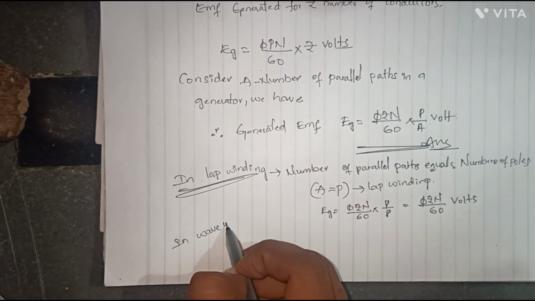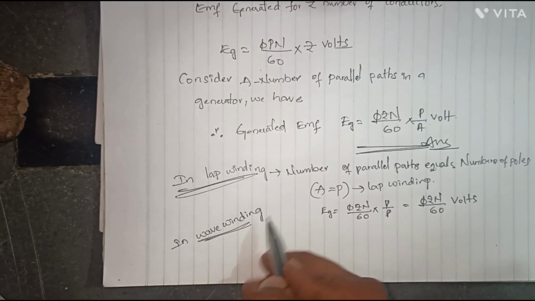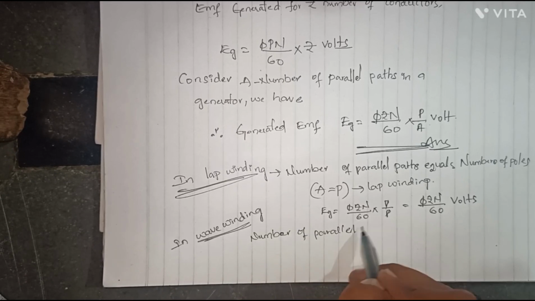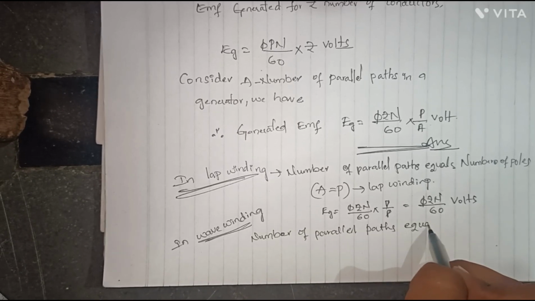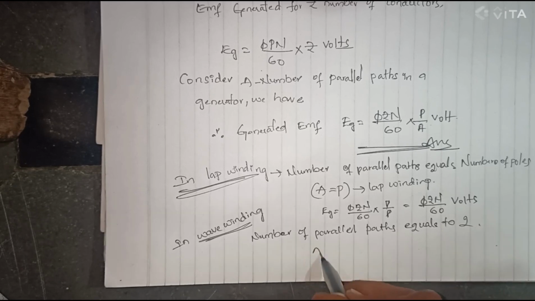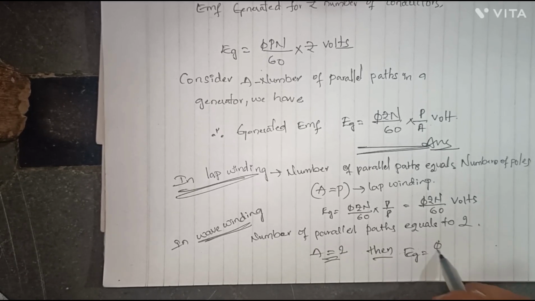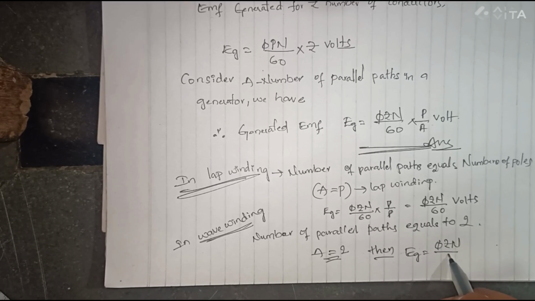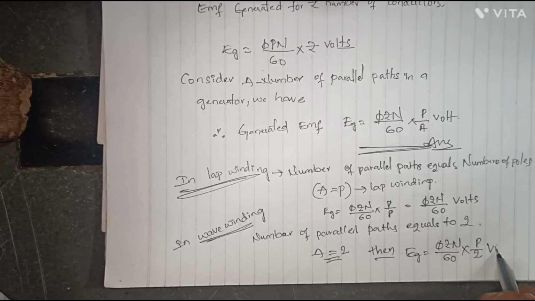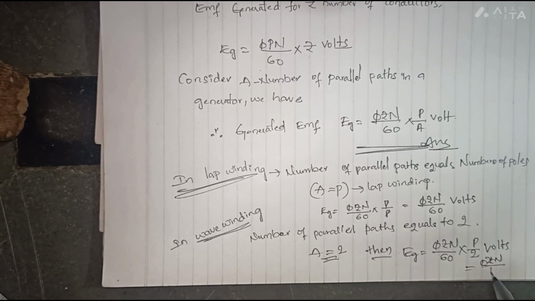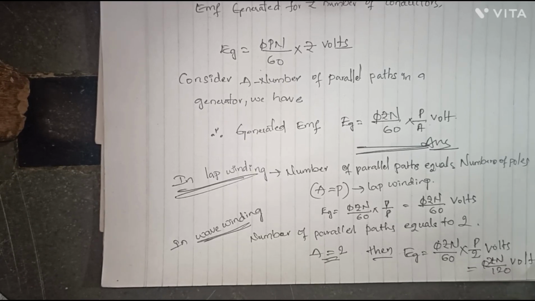In wave winding, the number of parallel paths equals 2, that is A equals 2. So the generated EMF formula is phi Z N by 60 into P by A, which is P by 2. So phi Z N P by 60 into 2, that is 120 volts.